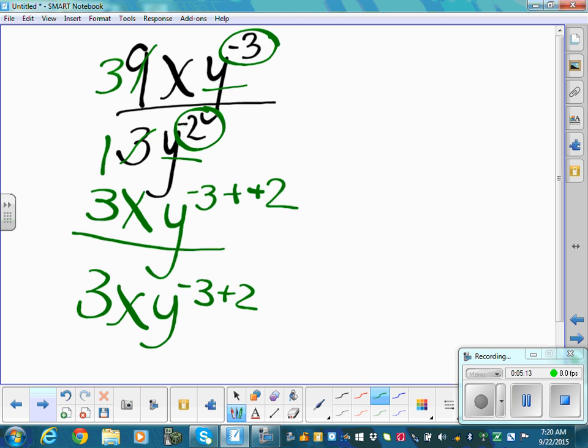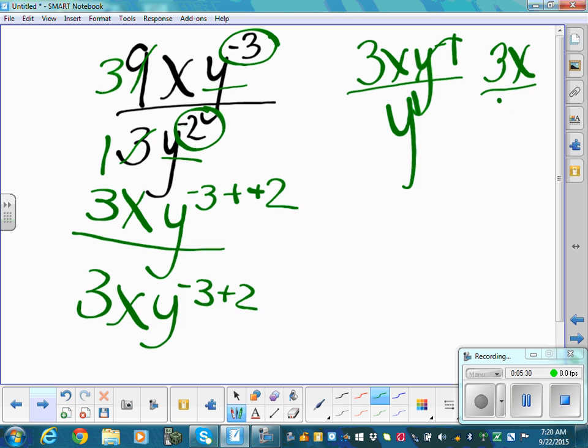So what we really would have had was 3x y to the negative 1, right? With the y over. Negative 1, yeah. Okay, flip the y over a fraction, and it becomes positive, but don't write it there, and don't cross it out either. Go off to the side and rewrite it. 3x over y to the first, which is just y, yes?